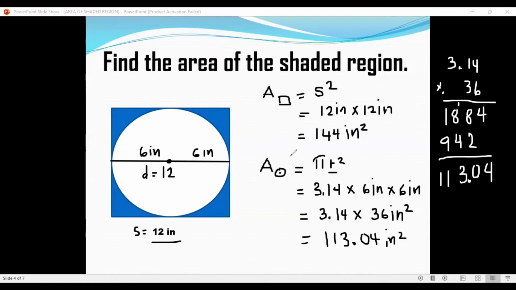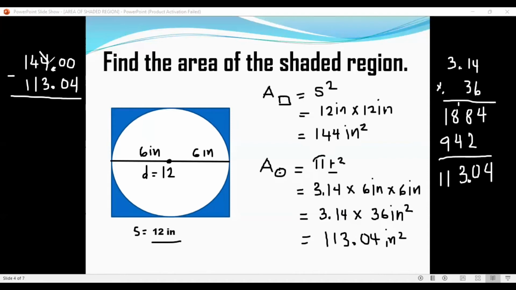So the next step, again, we are only looking for the area of the shaded region. Therefore, there is a need for us to subtract the area of the circle, 113.04, from the area of the square, which is 144. Now, do not forget your rules when you are subtracting with decimals. There is a need for us to append the decimal point and zeros, 00.